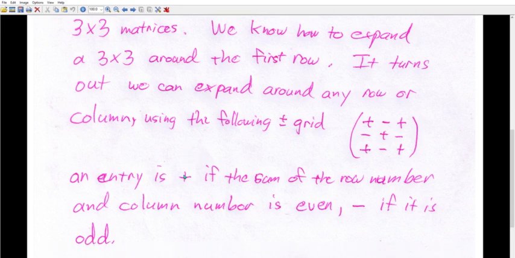An entry is positive if the sum of the row number and the column number is even. So for instance, this is 2, 2. 2 plus 2 is 4, so it's plus. And it's negative if the sum is odd. So this one is 3, 2. 3 plus 2 is 5, so it's negative, and that's going to tell us whether the little 2 by 2 we get is going to have a plus in front of it or a minus.